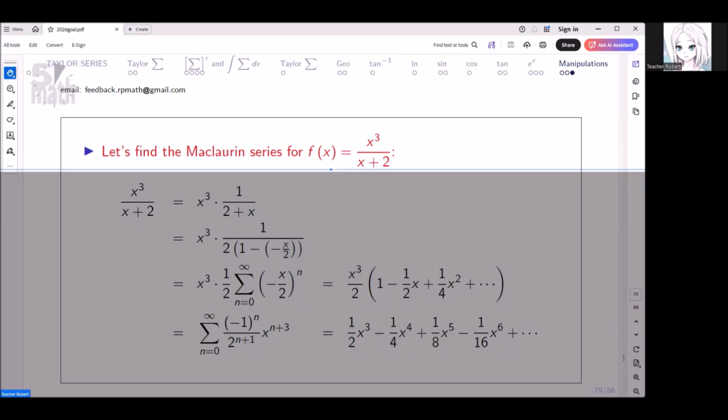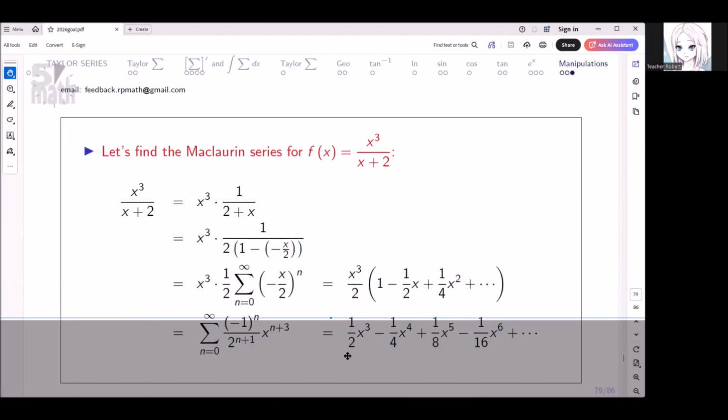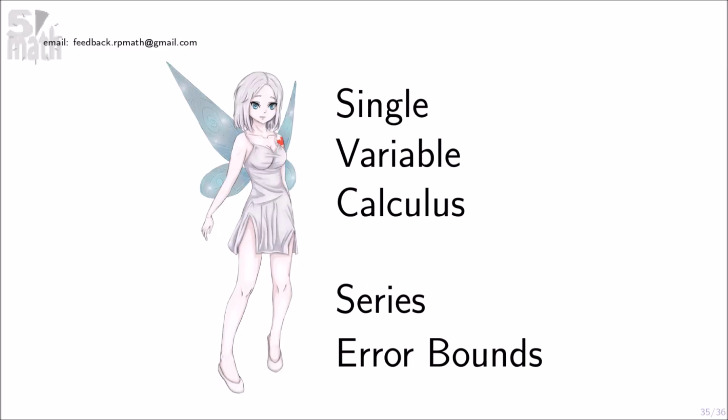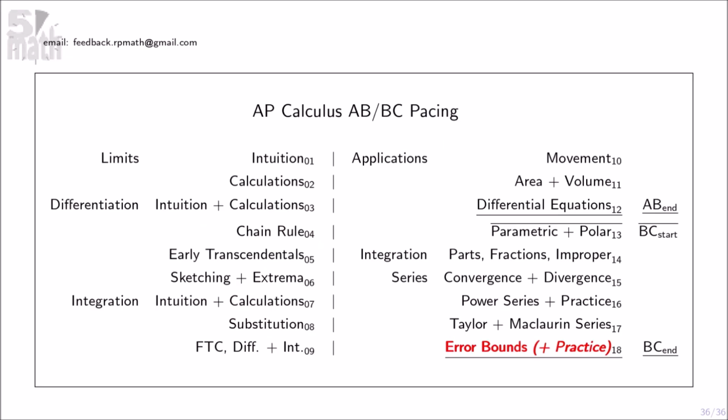Let's find the Maclaurin series for f of x equals this. And we have the following. Single variable calculus, series, error bounds. In terms of pacing, this is 18 out of 18.